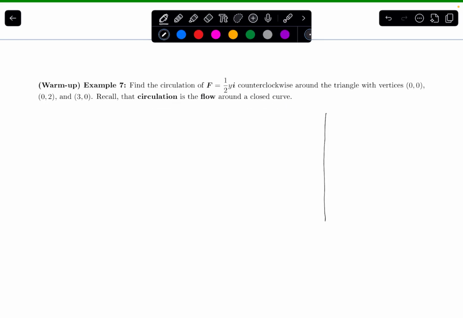So I can draw my axes, my y-axis and my x-axis. And then I'll draw the triangle. So it's got vertices at 0, 0, and at 0, 2, and at 3, 0. And if I connect those to make my triangle, we get something like this. So we get our triangle, these three sides. I'm going counterclockwise around it, so I'll draw these direction arrows.